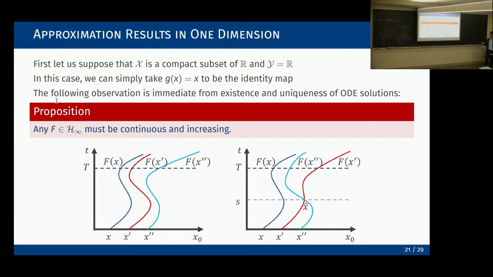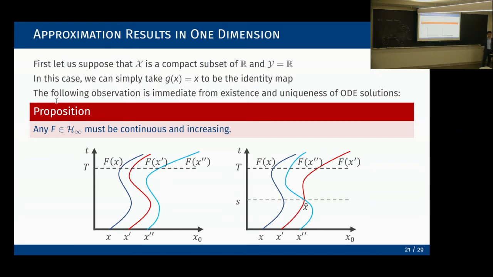If they are arranged in this order, x, x prime, x double prime, at any time, these trajectories, the values must also be arranged in the same way. Because if not, let's say in this case, you will have trajectories crossing, right? So we know that this ODE is satisfied at every single point. So if this trajectory is crossed, then if you start from this point, you will lose uniqueness of the solution of the ODE. Okay, so they must be increasing.